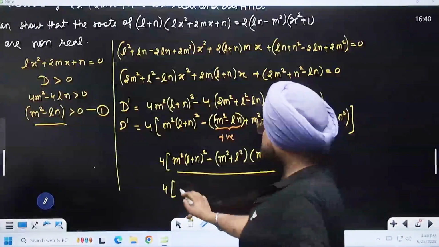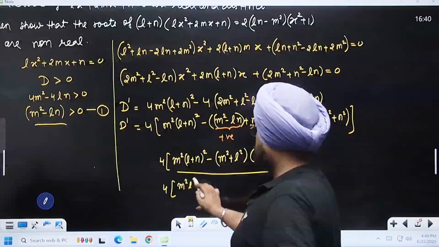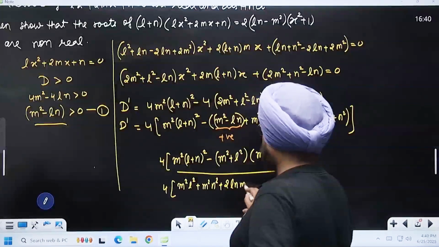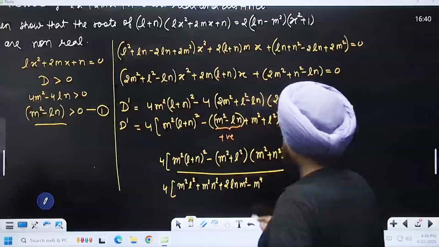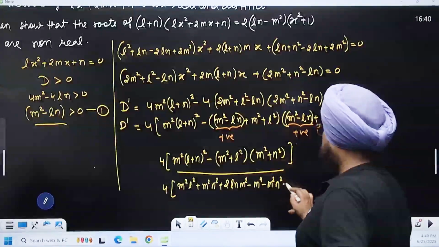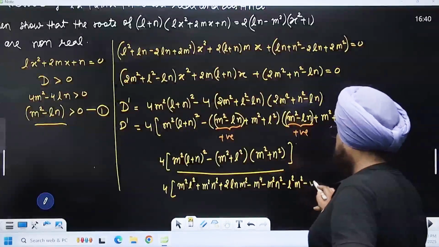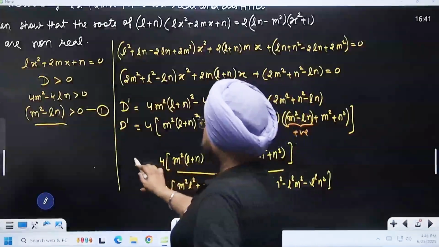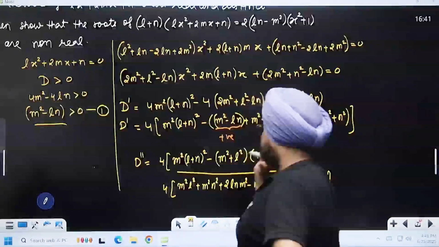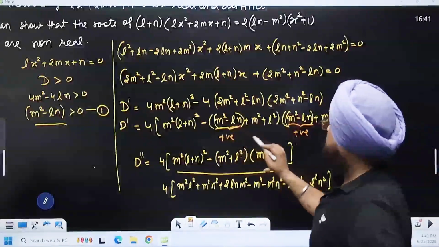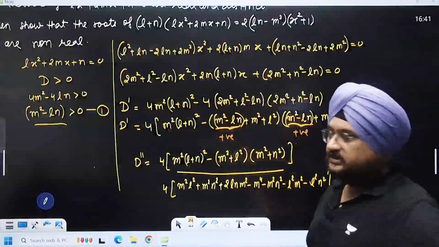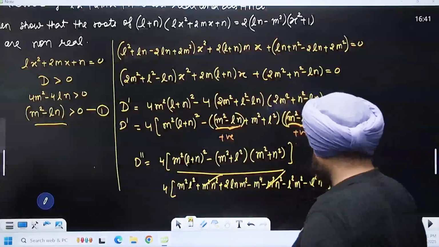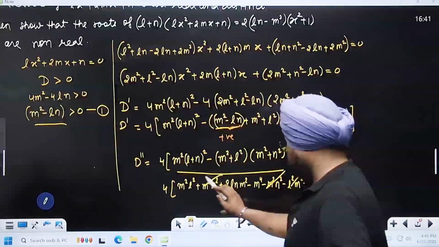So let's solve this: m square l square plus m square n square plus 2ln m square minus m power 4 minus m square n square minus l square m square minus l square n square. I am solving this expression, and I have removed m square minus ln from the original discriminant. So m square n square will be cancelled out. l square m square will be cancelled out.